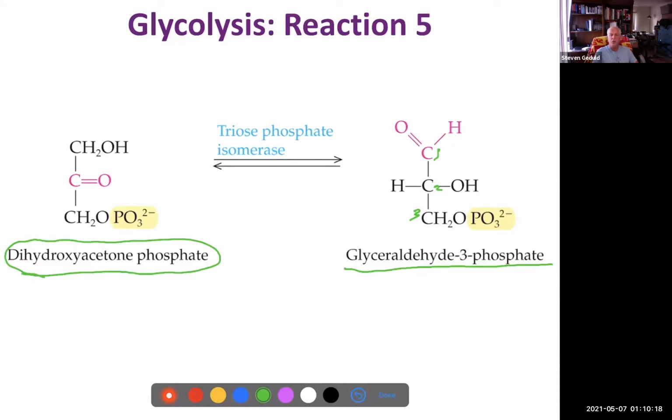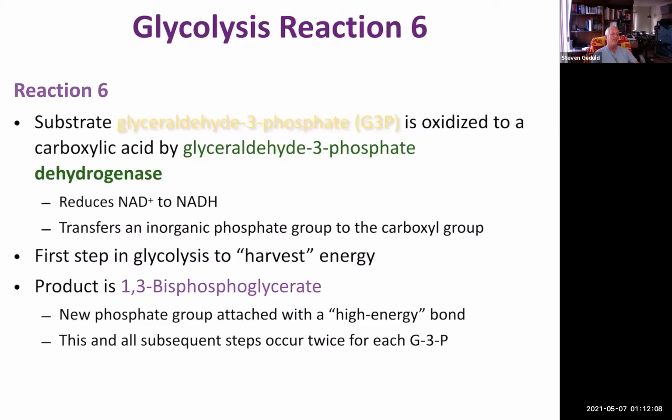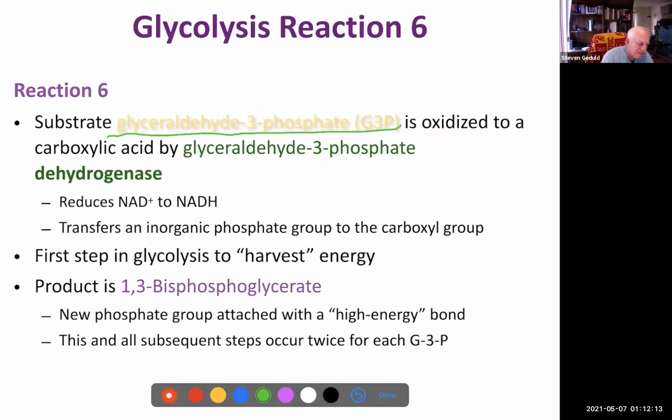Now we've got 2 molecules of glyceraldehyde 3-phosphate. Reaction number 6, glyceraldehyde 3-phosphate. We've got 2 of those now. Okay, so we take our substrate, glyceraldehyde 3-phosphate, which is oxidized to a carboxylic acid by the enzyme glyceraldehyde 3-phosphate dehydrogenase. Again, there's your ASE ending. This also reduces NAD plus to NADH. So there's a transfer of an inorganic phosphate group to the carboxyl group.